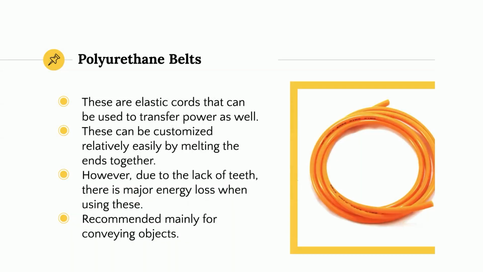So now we have polyurethane belts, sometimes called polycord. These are elastic cords that can be used to transfer power as well. These can be customized relatively easily by melting the ends together. However, due to the lack of teeth in their pulleys, there is major energy loss when using these. So these are recommended mainly for conveying objects. So in FRC, sometimes you might see intakes or conveyors or indexes, it's very common for them to use polyurethane belts. They have a lot of friction. They grip onto the objects better than the flat side of HTD belts do. And unlike chain, they don't shred things.